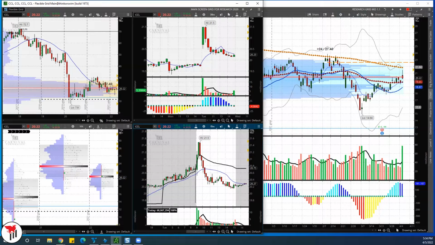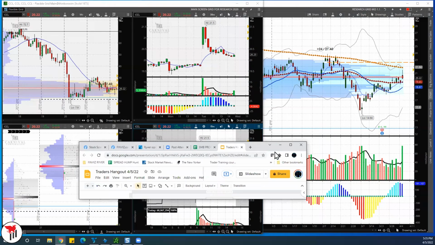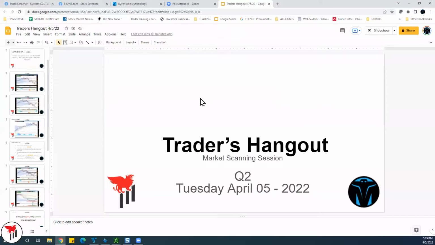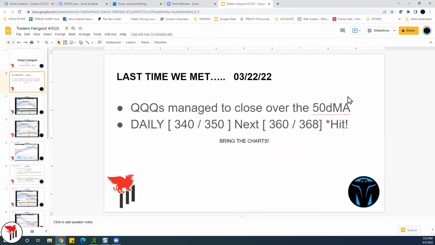So having said that, and you all having understood that, let's jump into what we do, which is prepare and create a game plan so that we can make some sound trading decisions. So let me get here pretty fast, and traders hangout for Tuesday, April 5, 2022. Closing some of the stuff that I'm not going to need. And here we are. So last time we spoke, that was 322.